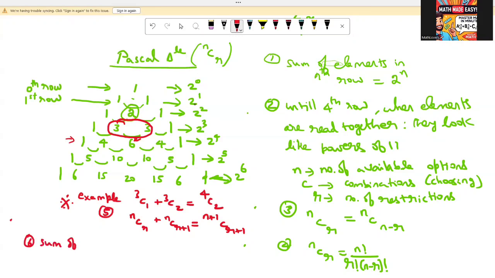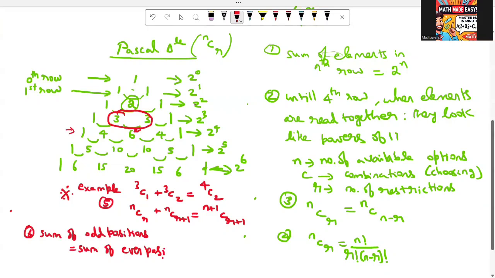The sum of odd positions and the sum of even positions in the nth row will each be equal to 2 power n divided by 2.